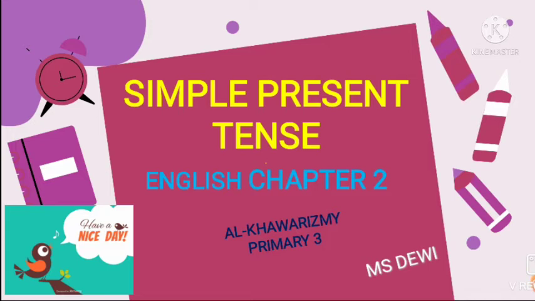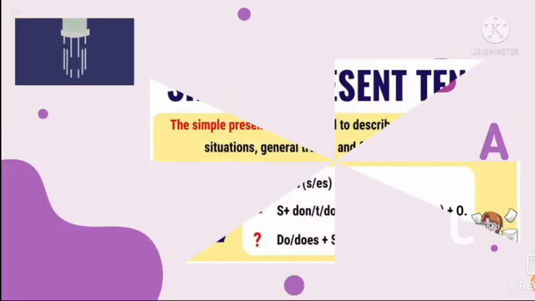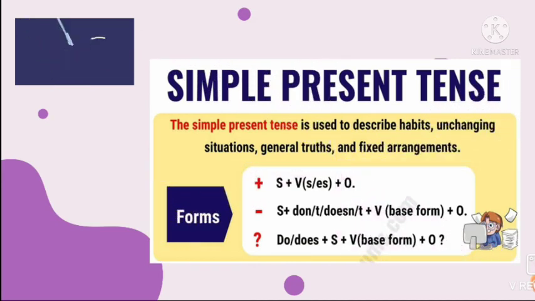Now we're gonna talk about simple present tense. So what is that about? This simple present tense is used to describe habits, unchanging situations, general truth, and fixed arrangements, like the daily things that we do every day. We use all simple present tense.